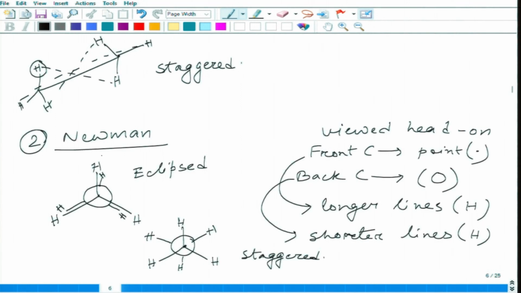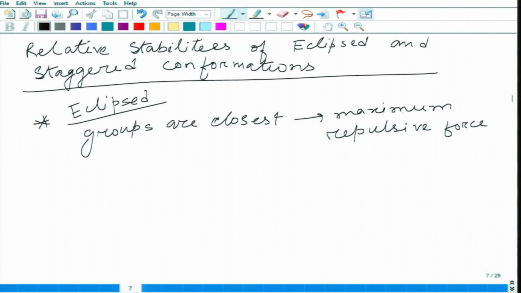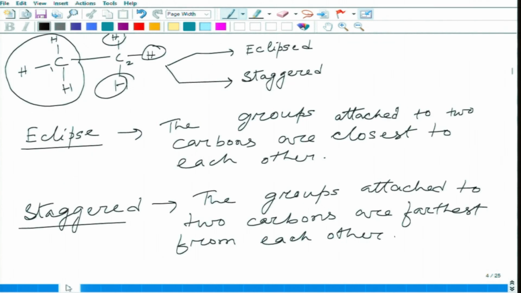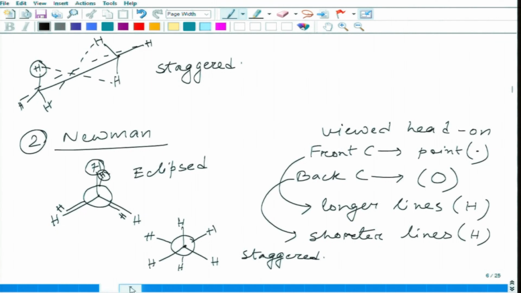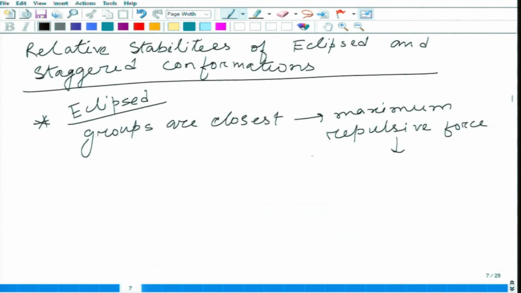Because see, in this eclipsed conformation, one hydrogen is here, another hydrogen is here. So, they are very close. So, they will experience repulsion from each other, due to which there will be maximum repulsive force, and we had already discussed that repulsive interaction leads to torsional strain. Okay. So, maximum repulsive force will lead to maximum torsional strain.